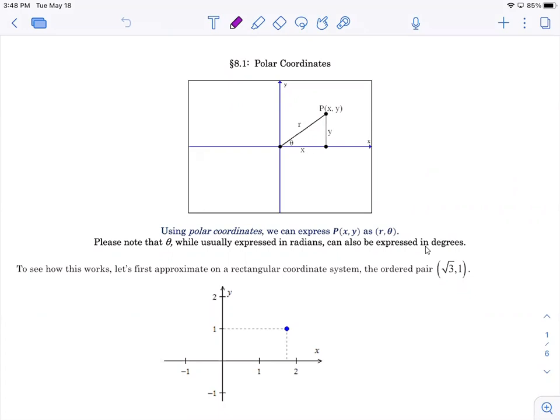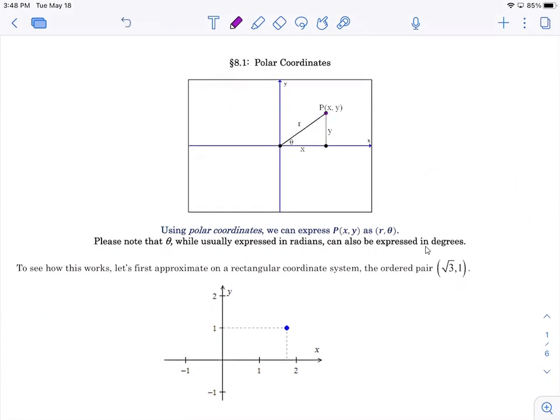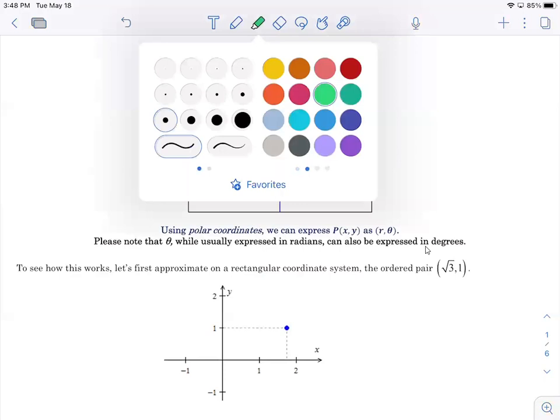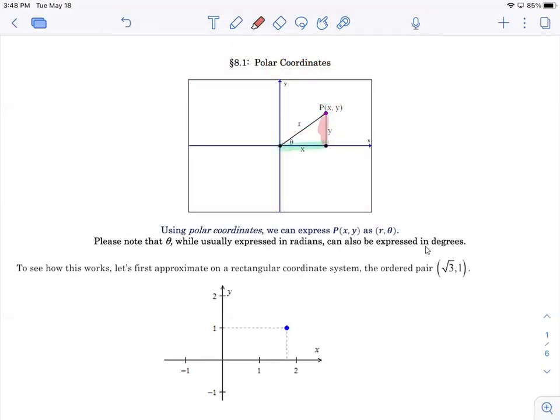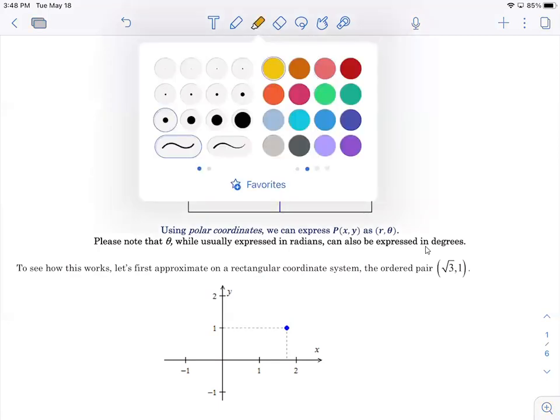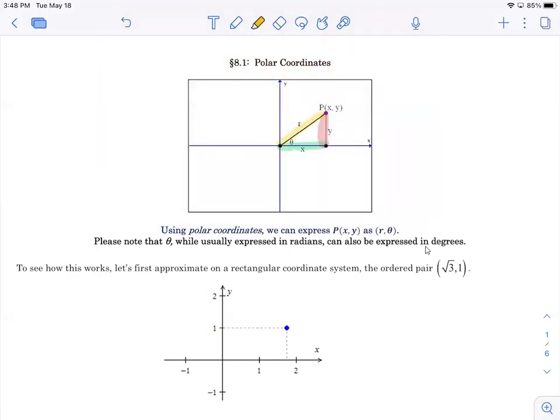What we know is that we can represent a coordinate as x comma y, right? And that x coordinate is representing that horizontal movement, and that y coordinate is representing that vertical movement. And we also know in this class, we can find our r, which is the hypotenuse of our triangle or the radius of our circle. So all things we've been talking about.